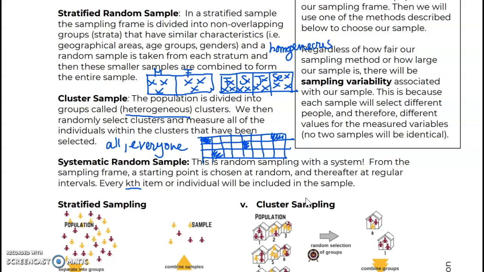Now, all 3 of these sampling techniques are random samples, which means that every person has the same chance of being picked. Actually, all 4 of these sampling techniques, including the simple random sample. So these are all very, very good sampling techniques.